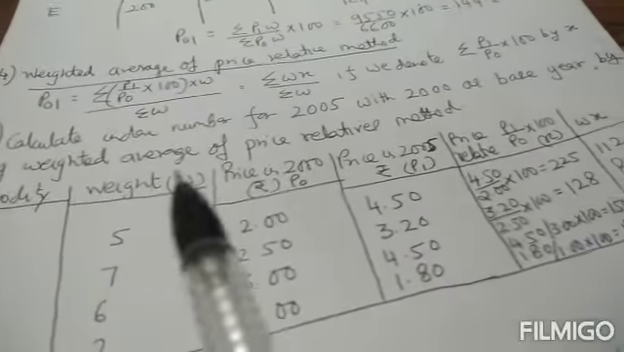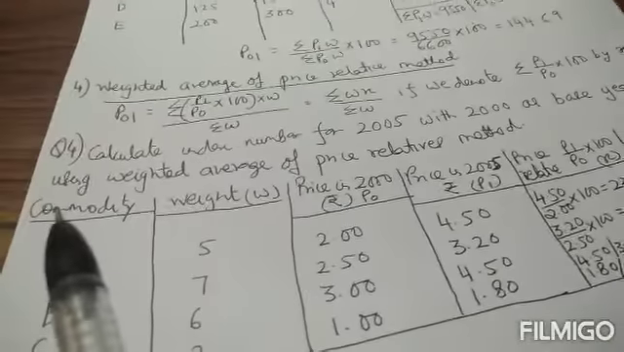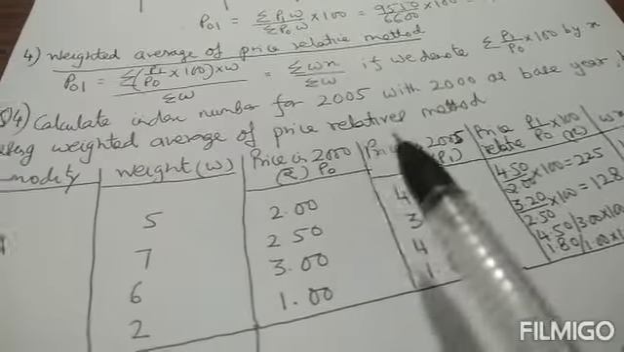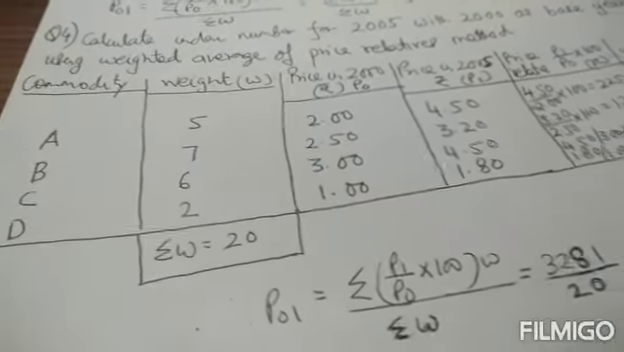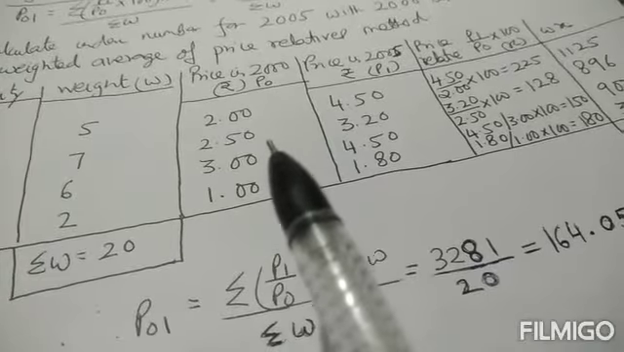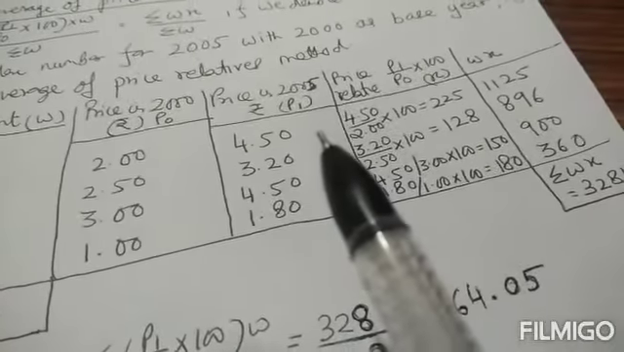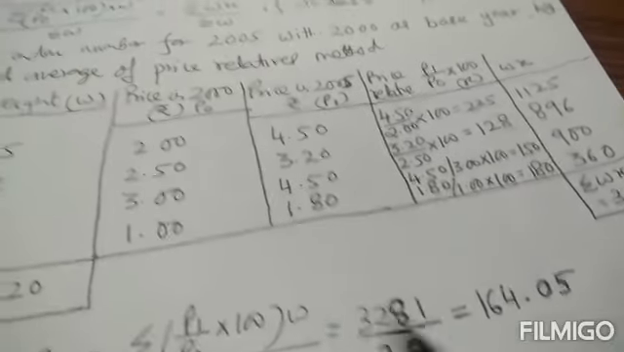Question number 4. Calculate index number for 2005 with 2000 as the base year by using the weighted average of price relative method. Now we have the commodities A, B, C, D, E, weights 5, 7, 6, 2, price in the year 2000: 2, 2.50, 3, 1, price in 2005: 4.50, 3.20, 4.50, 1.80.